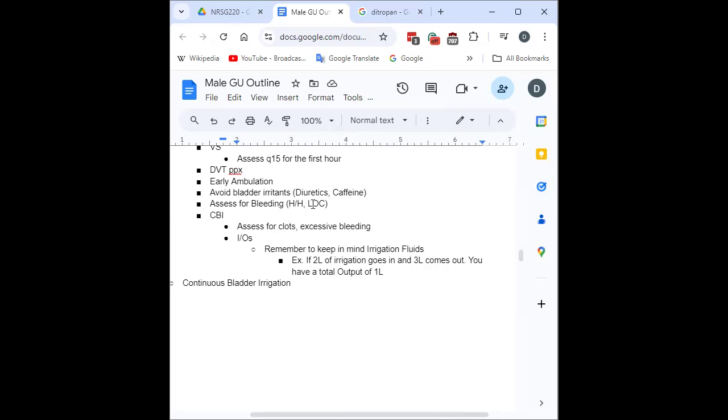But like he was going over, you could have clots in the irrigation system. What is a physical sign or symptom that the patient will complain of if they have clots in the catheter? What's something they might complain about?